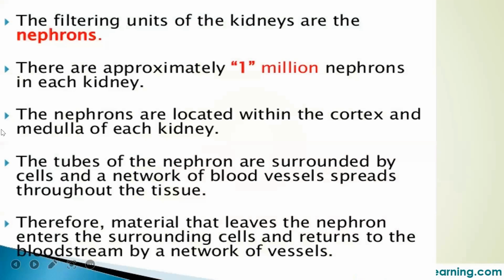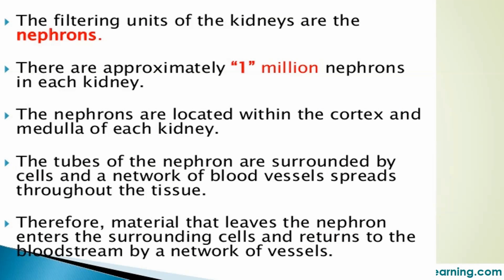When we see the structure of the kidneys, the kidney has filtering units, that is, the cells of the kidney are called nephrons. Approximately there are 1 million nephrons in each kidney. So the nephrons or the kidney cells are located within the cortex and medulla of each kidney. The nephrons are distributed in the cortex and medulla region of the kidney.